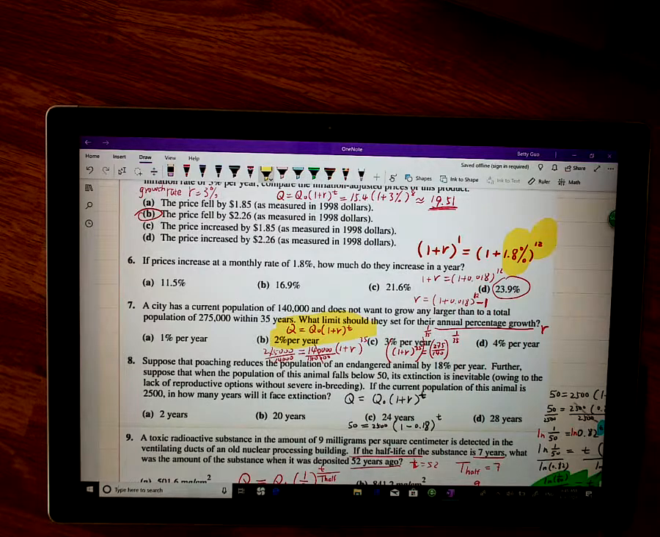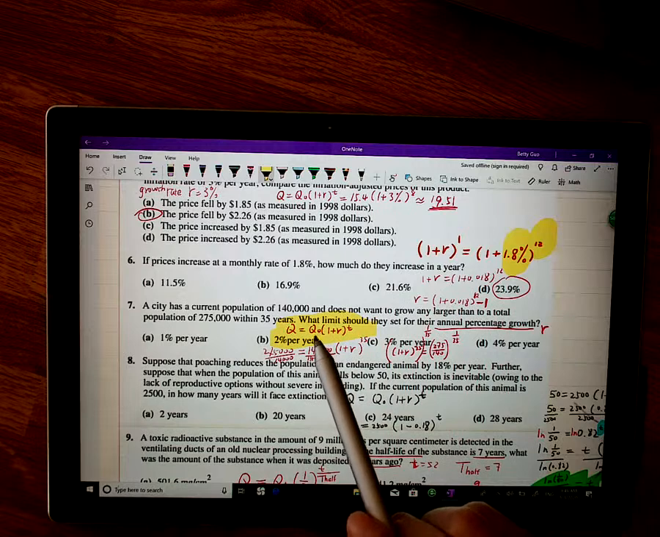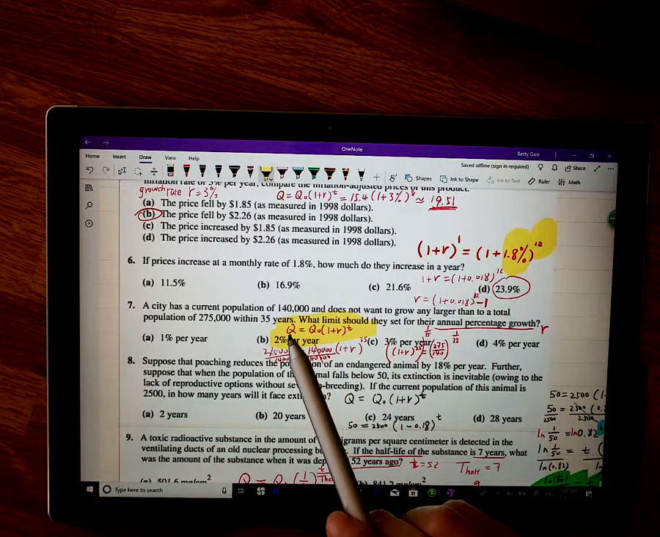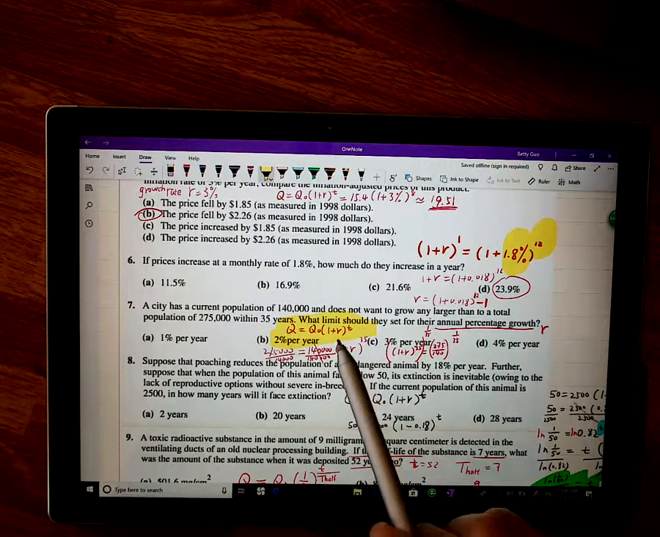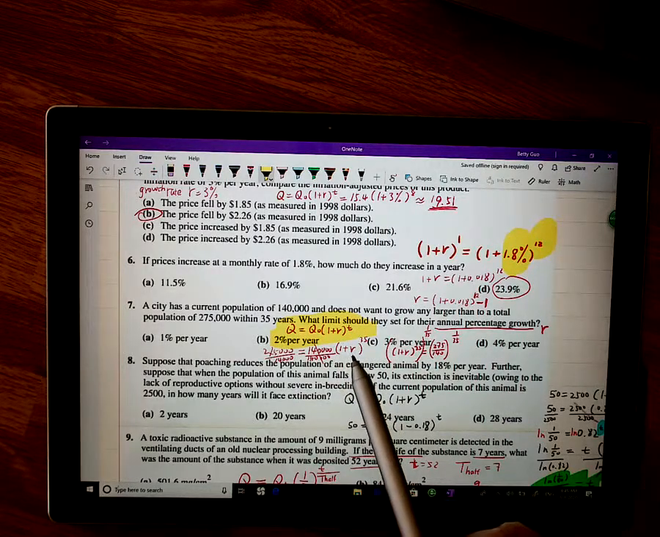So number 7, we were talking about number 7, right? Number 7, you have the value for Q sub 0, which is 140,000. You have the value for Q, which is 275,000. You have the value for T, which is 35 years. The only unknown is R.